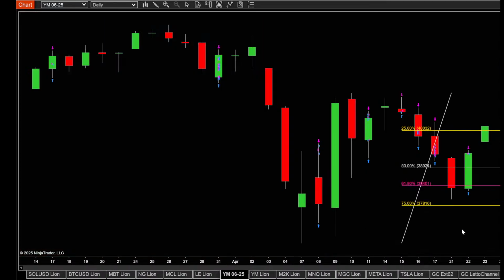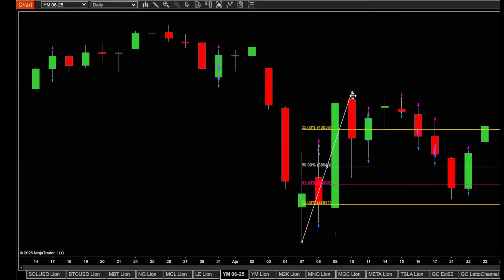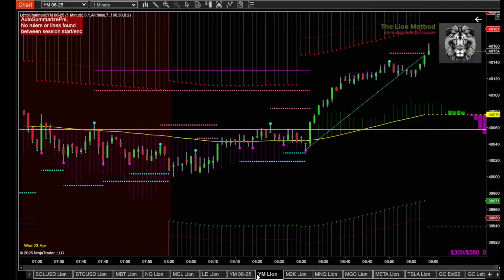Here's a look at the daily chart on YM. We've got a good gap here on the daily bars. A couple days ago, I drew a retracement of our swing. We went right down to the 61.8 level and didn't make it down to the 75% retracement level, and we are moving upwards. So let's see if the market is back in gear for the longs.